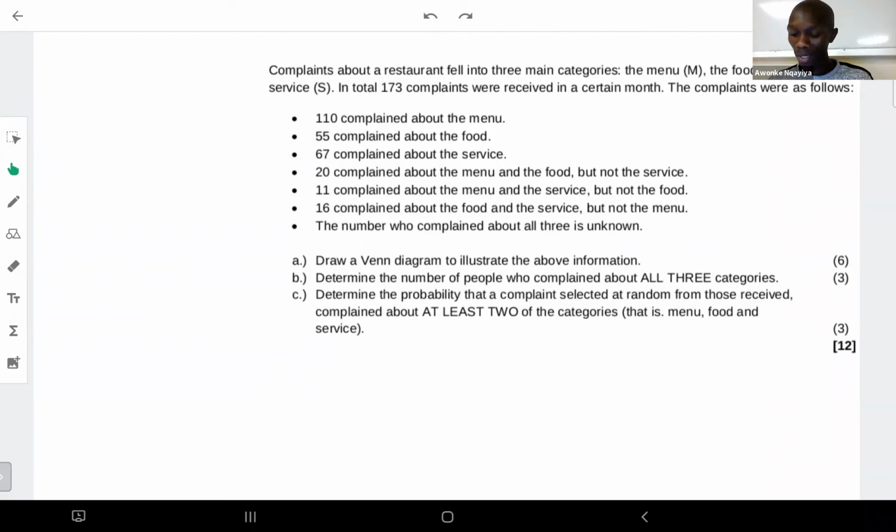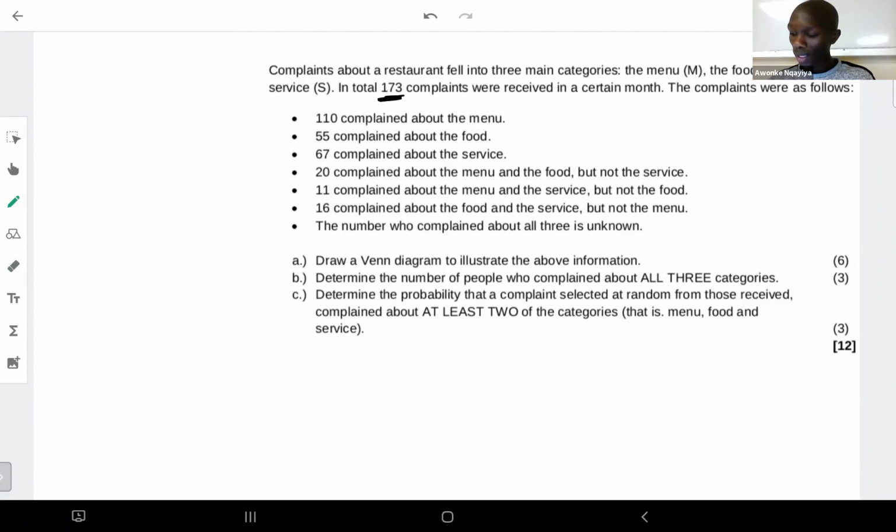And then in total, we are told that these complaints were 173 in that specific month. Well, before we move, that 173 is what we call the sample space. Do you still remember when we were discussing sample spaces? That 173 is what we call a sample space.